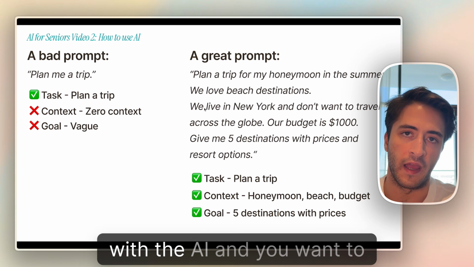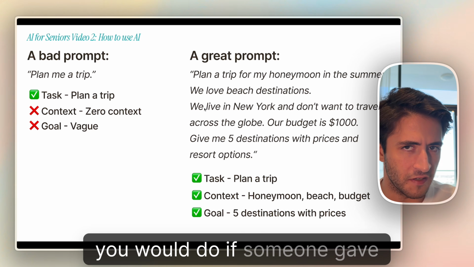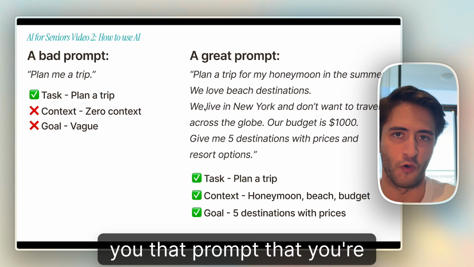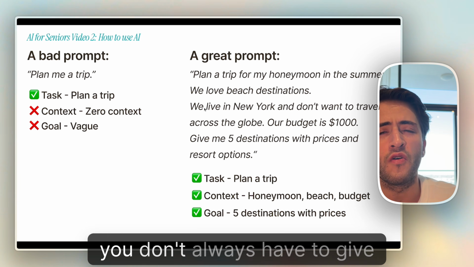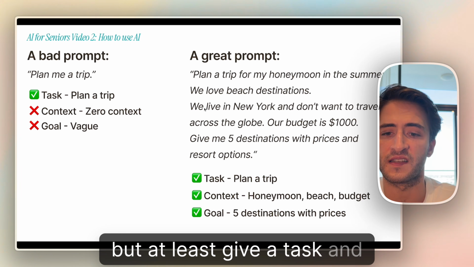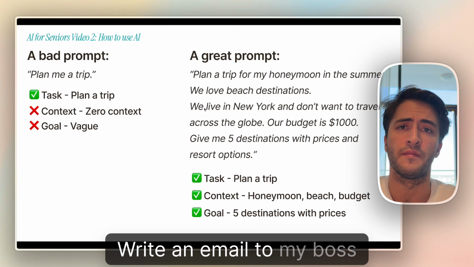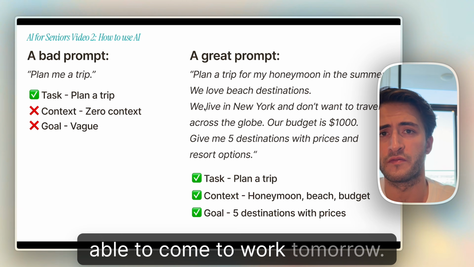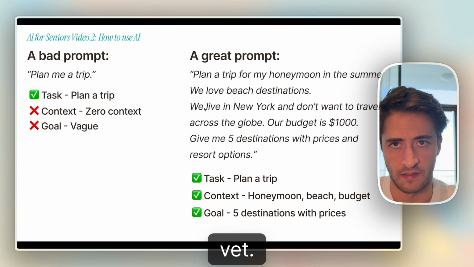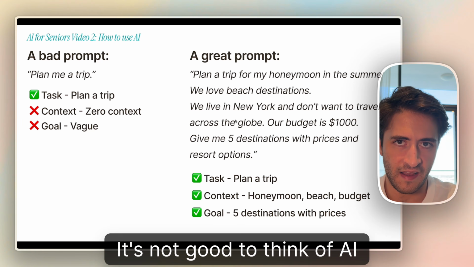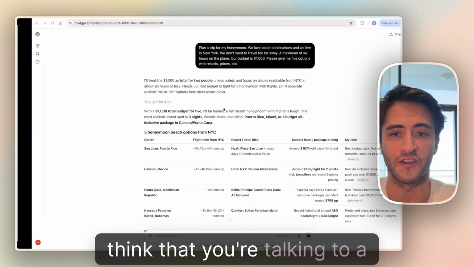So whenever you're working with the AI and you want to use it really, really well, think about how well of a job you would do if someone gave you that prompt that you're giving to the AI right now. A single line is never going to do well. You don't always have to give a goal, but at least give a task and some context around it, right? Don't just say, write an email to my boss. Say, write an email to my boss telling him that I won't be able to come to work tomorrow. And the reason why I can't come to work is because of my dog who has to go to the vet. Okay. It's not good to think of AI as humans, but it is incredibly helpful. Honestly, it is very helpful to just think that you're talking to a human on the other line.